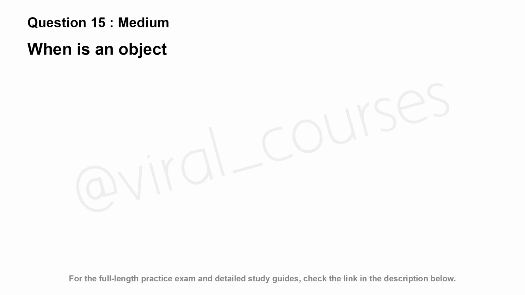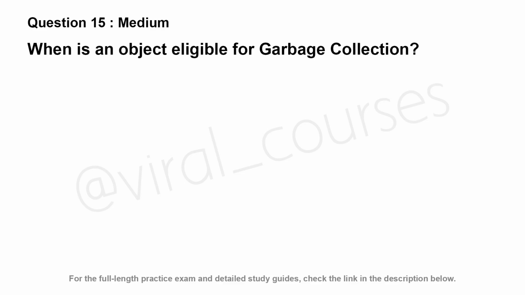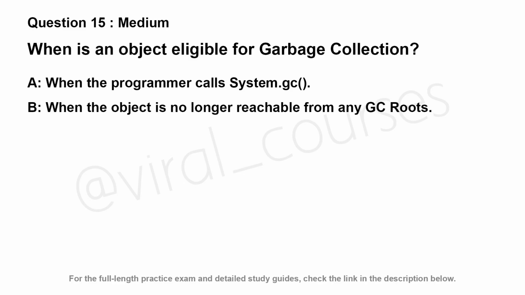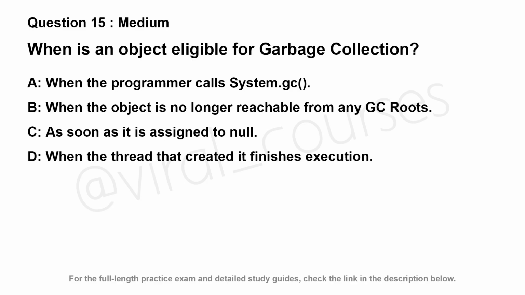When is an object eligible for garbage collection? Option A. When the programmer calls System.gc. Option B. When the object is no longer reachable from any GC roots. Option C. As soon as it is assigned to null. Option D. When the thread that created it finishes execution.